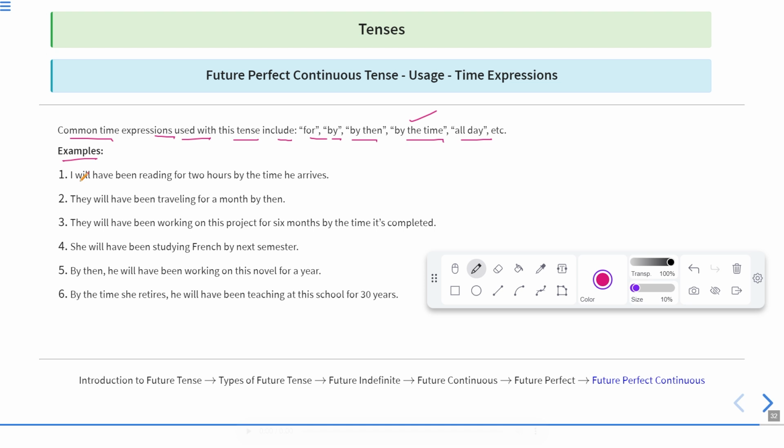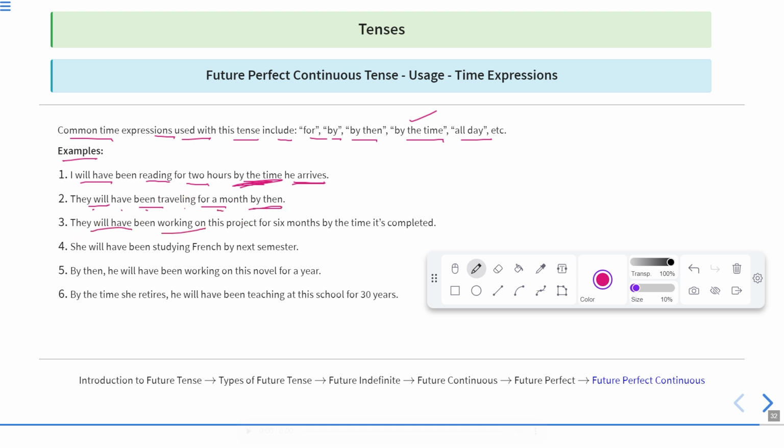So these are the examples. I will have been reading for 2 hours by the time he arrives. They will have been traveling for a month by then. Okay, so I will have been reading for 2 hours by the time he arrives. So you can see he arrives is the present indefinite tense, which comes immediately after the by the time clause, and the remaining clause is in future perfect or future perfect continuous tense. They will have been traveling for a month by then.